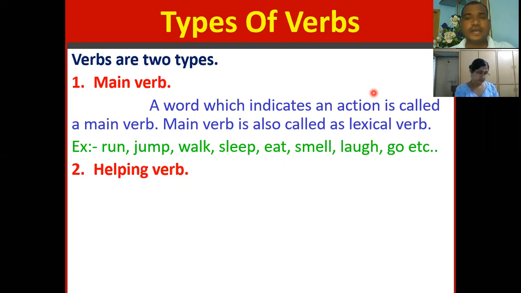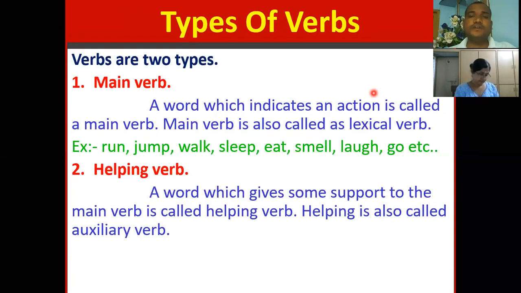Now come to helping verbs. A word which gives some support to the main verb is called a helping verb. It is a kind of bridge between the subject and the main verb. It helps the main verb. Helping verb is also called an auxiliary verb.